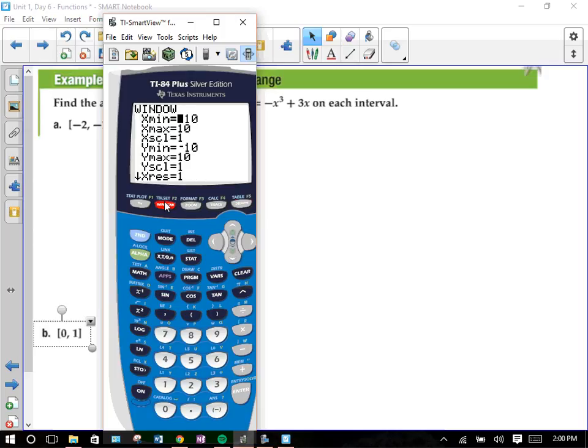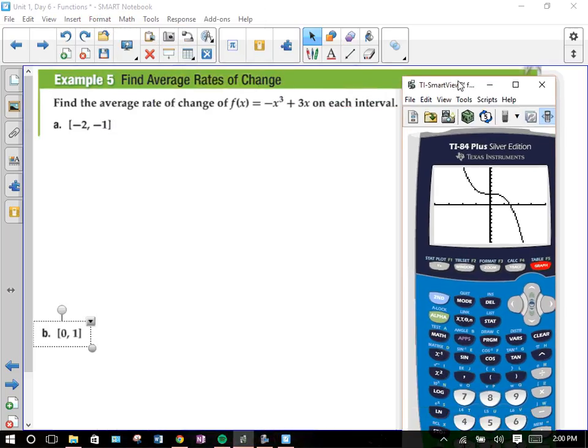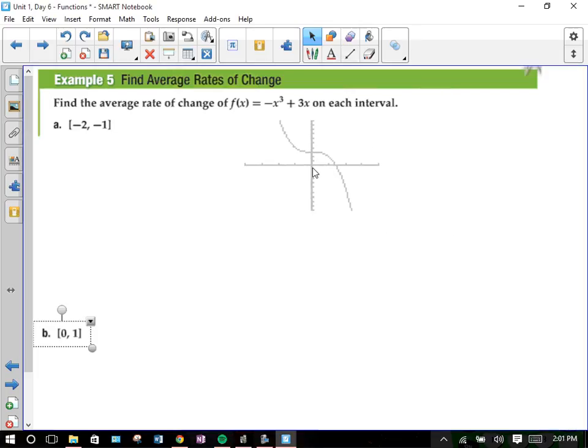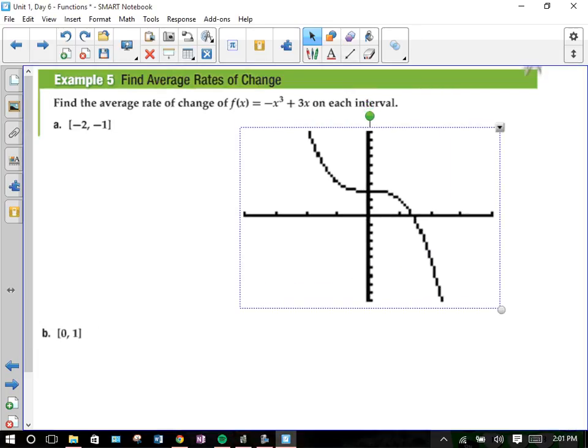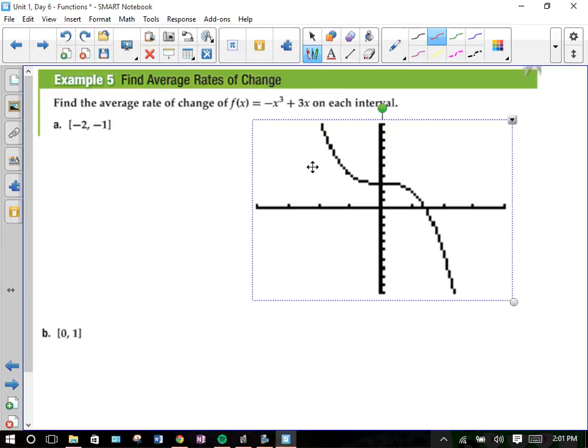We're going to hit the window, and I'm going to do this from negative 4 to 4. There you go. So what we want to do first is find the average rate of change between negative 2, right here, and negative 1, which is right here.